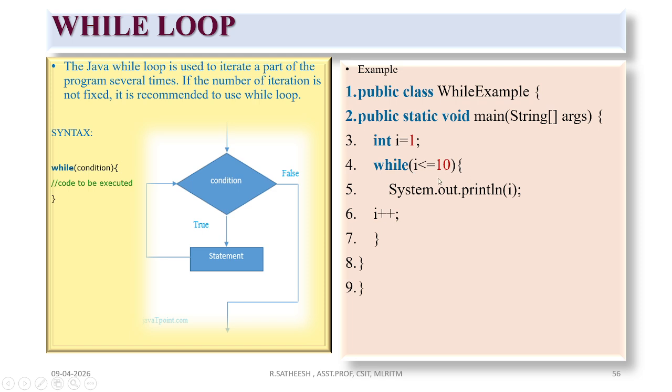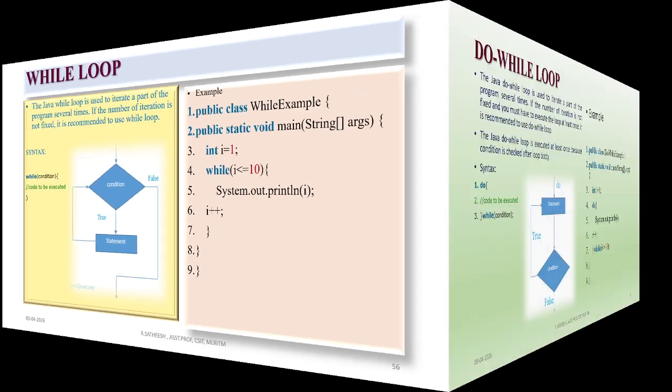So when the condition is false, you can simply skip it. No need to check the condition, no need to enter the while loop. Once the condition is false, immediately it is out of the while loop. It executes the further next statements. Clear? So this is about a while loop.